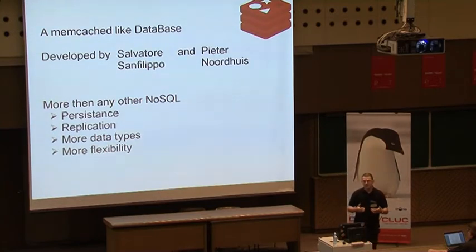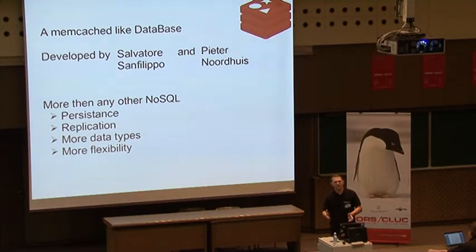With Memcache, you had only strings. This is a very big problem because you cannot actually have a decent storage format with only strings. So Redis attacks this problem by adding a lot of new features. But I want to start with persistence.